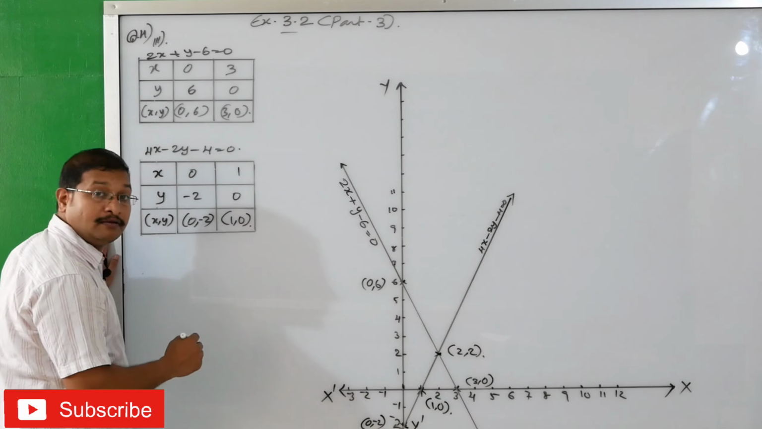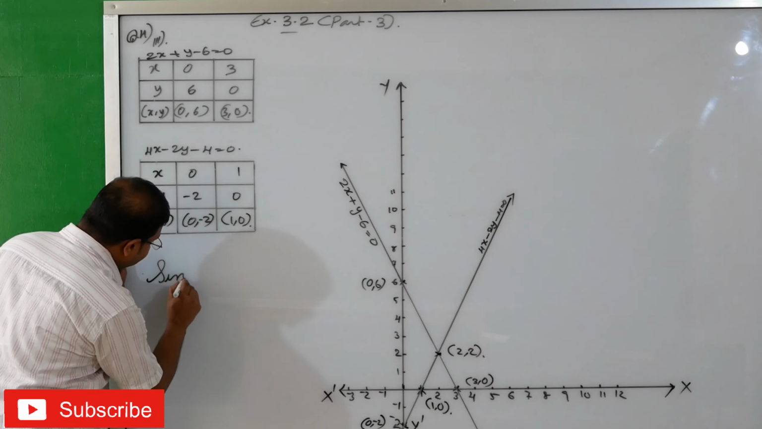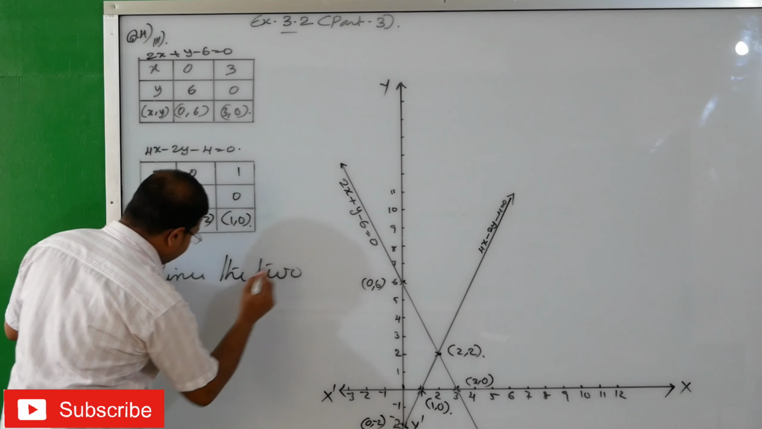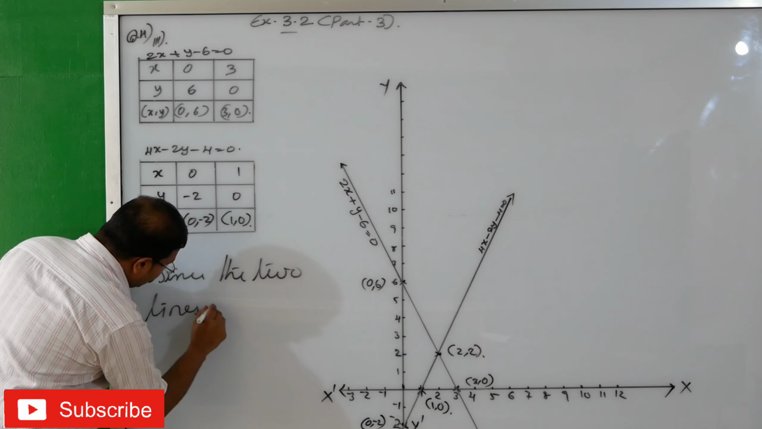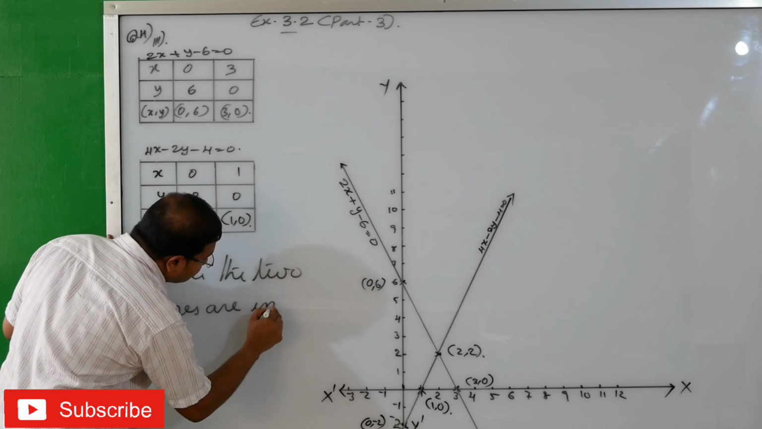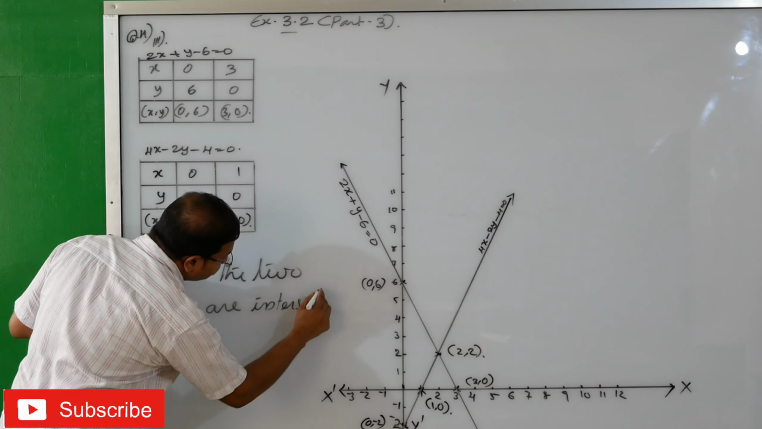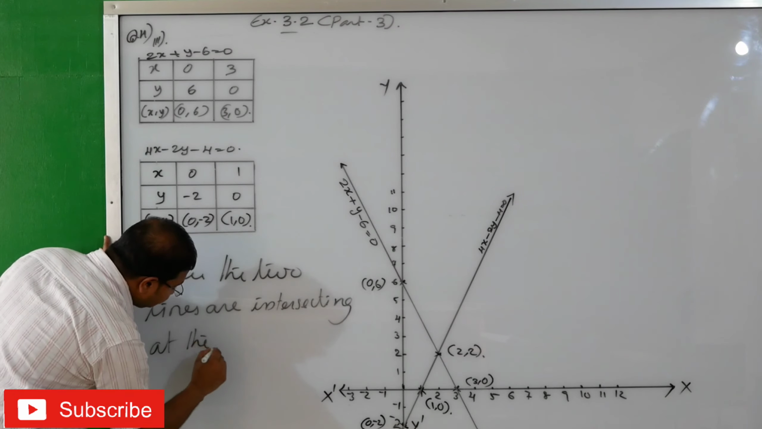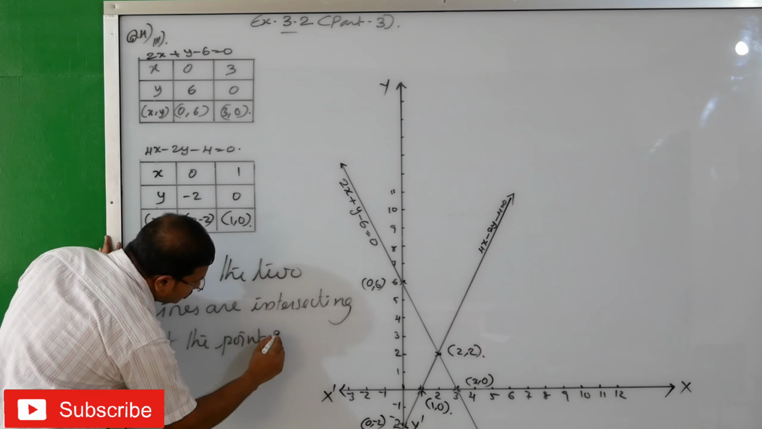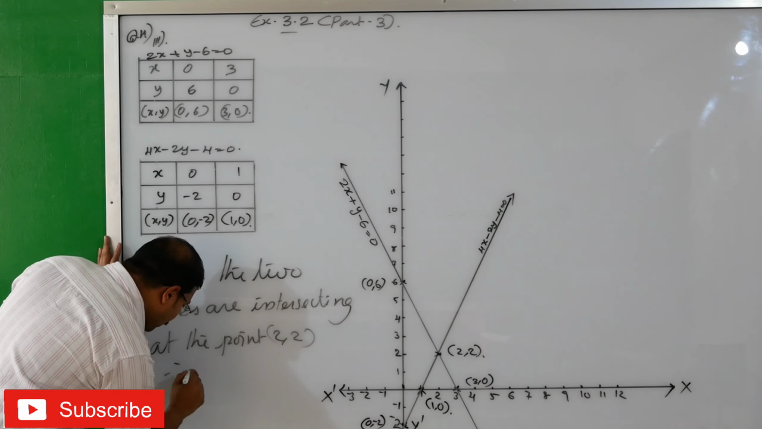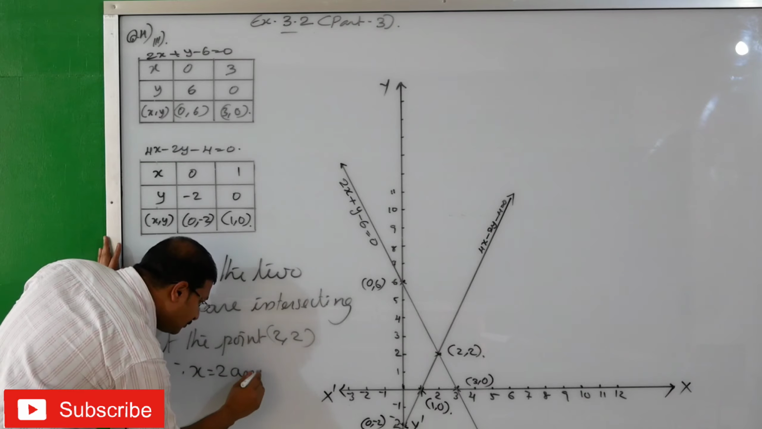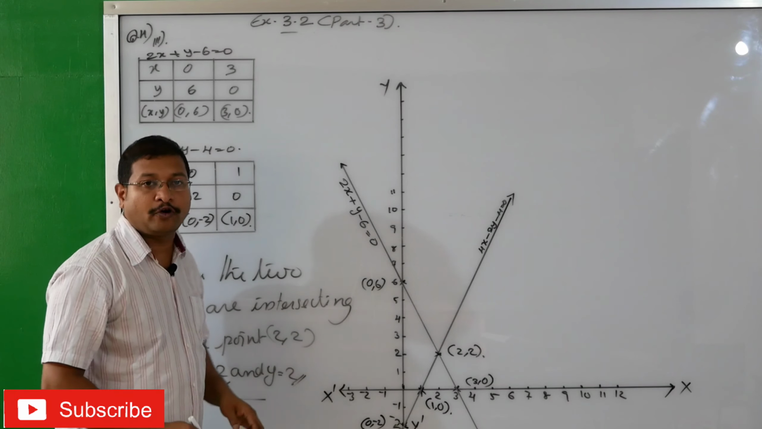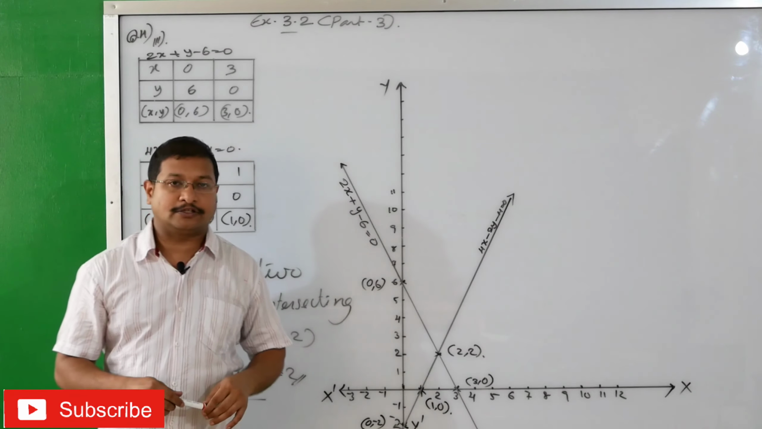That means what will you write? Since the two lines are intersecting at the point 2, 2, therefore x equals 2 and y equals 2. Okay, ready? Let's go to the next question.